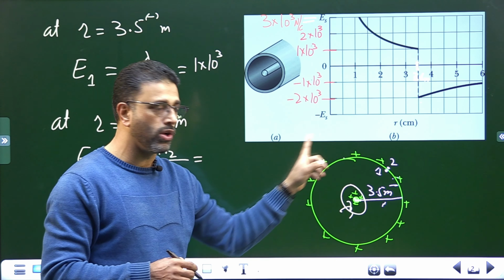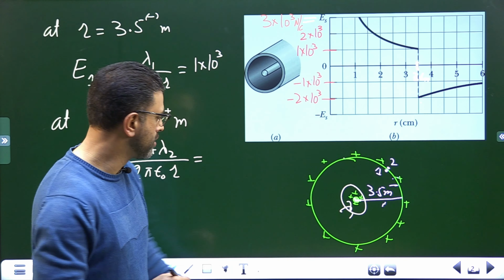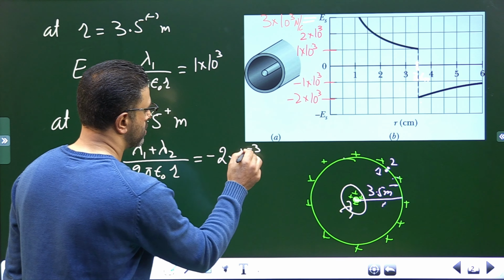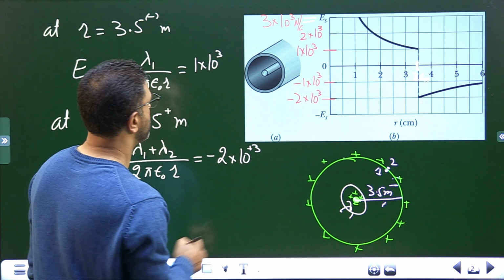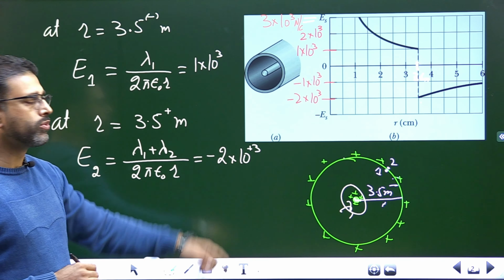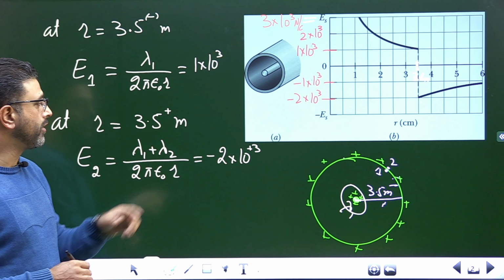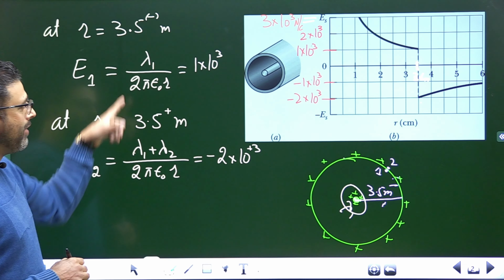That means this charge is not positive. So minus 2 into 10 to the power plus 3, yes, plus 3. Minus 2 into 10 to the power plus 3. We had to find out lambda 2. So we need to get rid of lambda 1.